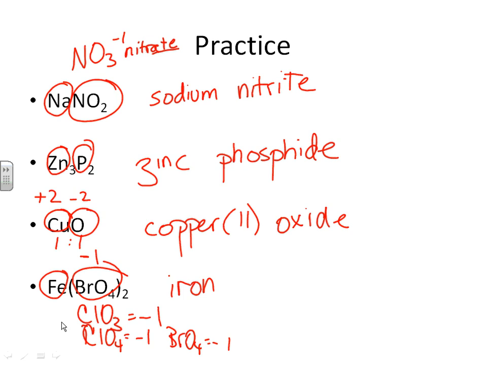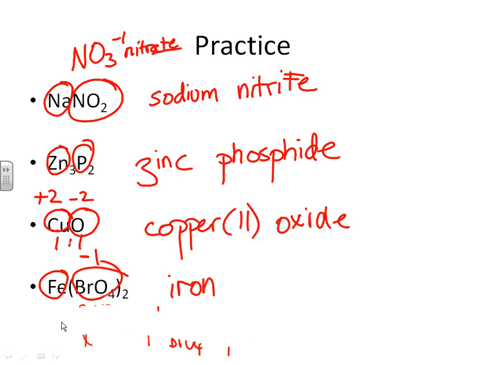And then we're going to look at the ratio between these 2 things by looking at the subscripts. Right, subscripts here and here. So there are 2 BrO4s for every 1 iron. And again, the BrO4 has a charge of -1, which means that the Fe has to have a charge of +2 in order to cancel out the 2 BrO4s. So this is iron 2.